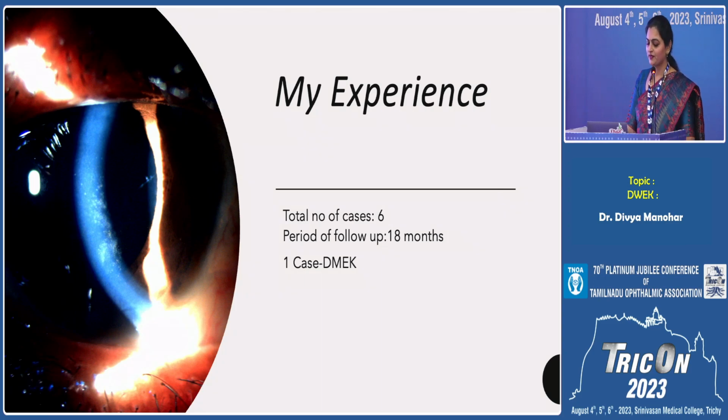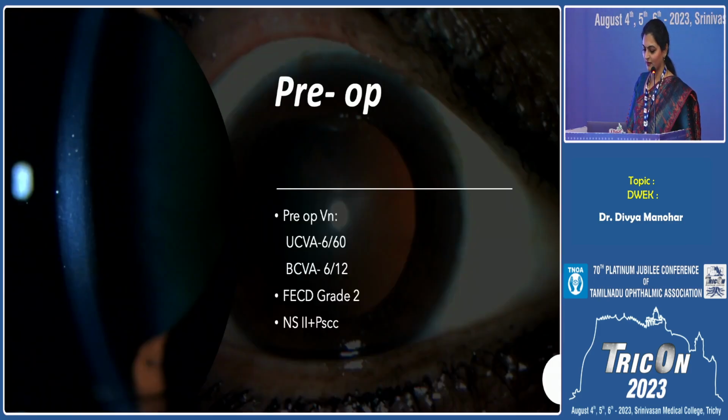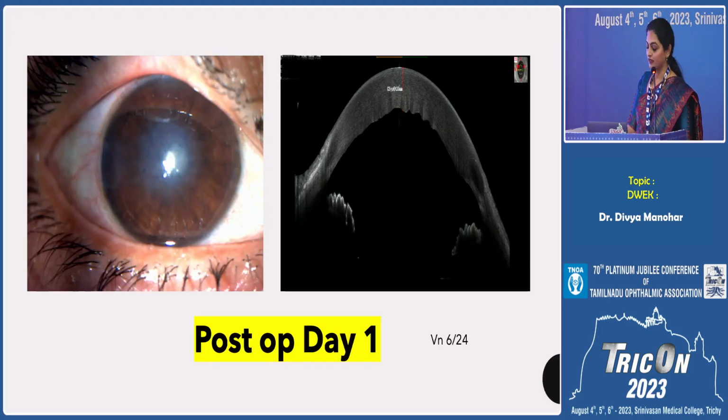In our experience, we've done about 6 cases, and all the patients have had a minimum of 18 months follow-up. Out of these 6 patients, 1 patient did not do well, and we had to go ahead and do a DMEK in him. In one of the patients, the pre-op best corrected visual acuity was 6/12, with Fuchs endothelial grade of 2 and cataract of NS2. This is post-op day 1, where there is minimal corneal edema and the patient has 6/24 vision, and you can see the ASOCT showing very thick corneas of about 900 microns.